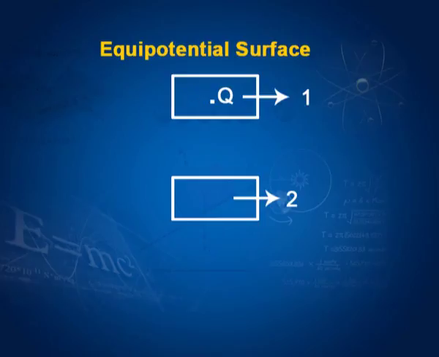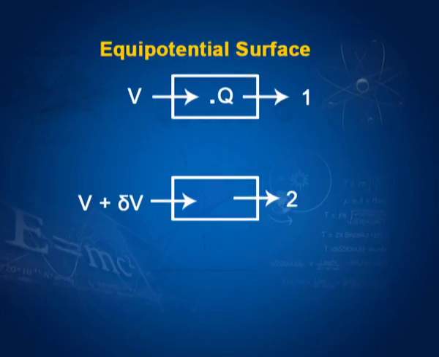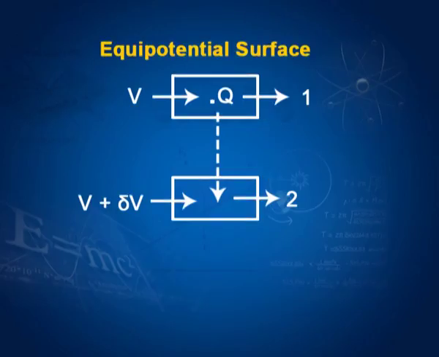Getting a bit confused? Actually, that's my fault, because I forgot to tell you the potential there. Suppose the potential for this one is V, and the potential for this one will be V plus delta V. Now, to bring this charge from here to here, I have to do certain work. That work is the electric field times the distance between them. Suppose these two are a distance delta L apart.